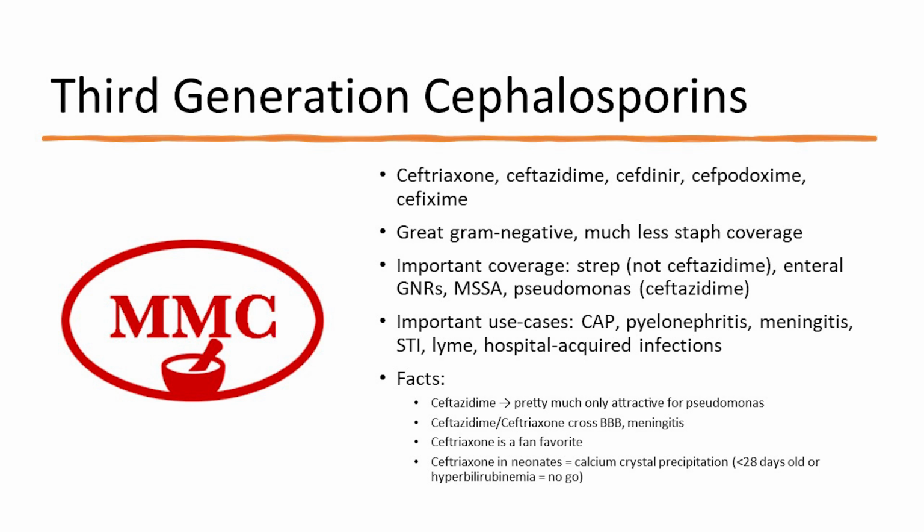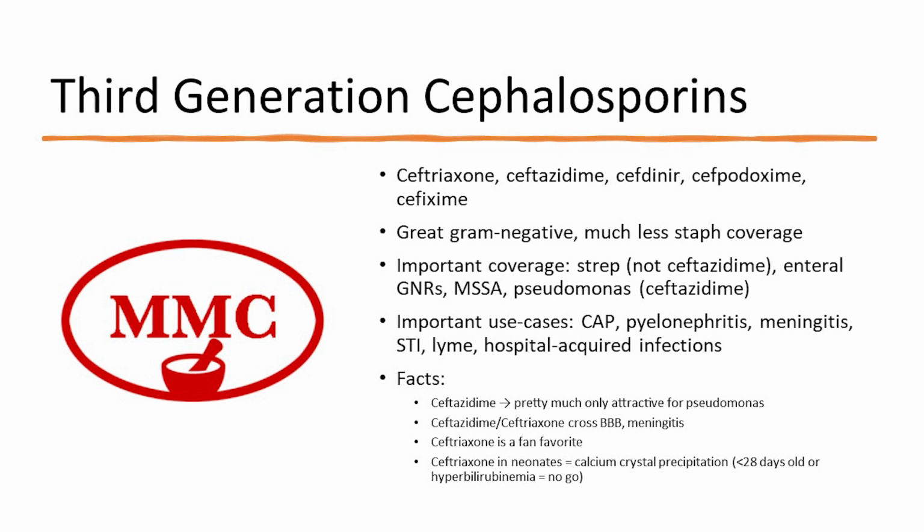In terms of important use cases, we have community-acquired pneumonia, pyelonephritis, meningitis, sexually transmitted infections, particularly gonorrhea, Lyme disease, and hospital-acquired infections. So some important facts to know. Ceftazidime is pretty much only attractive for the treatment of pseudomonal infections. Ceftazidime and ceftriaxone do cross the blood-brain barrier, so it makes them great for meningitis, but do remember that ceftazidime lacks very good strep coverage, so strep pneumo is a very, very big cause of meningitis, so that does not make ceftazidime a very attractive option for empiric meningitis treatment.